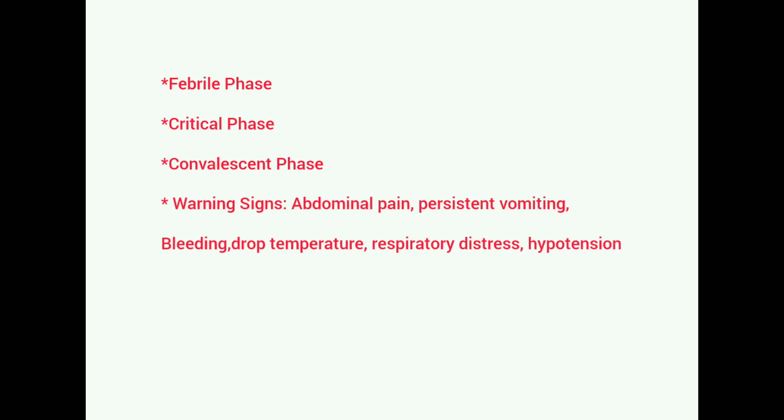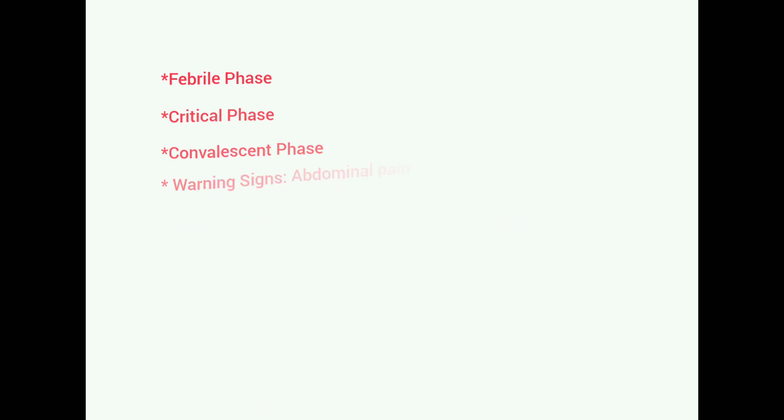Pathophysiology. DHF has 3 phases: febrile phase, high fever, headache, joint pain; critical phase, plasma leakage leading to shock; convalescent phase, recovery. Warning signs: abdominal pain, persistent vomiting, bleeding, drop in temperature, respiratory distress, hypotension.